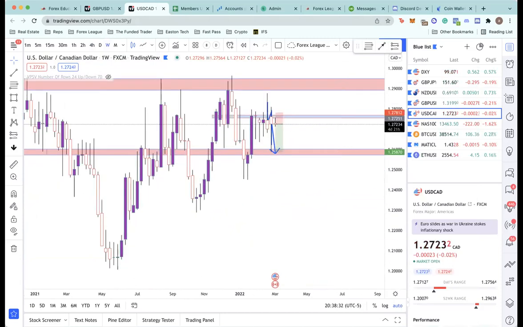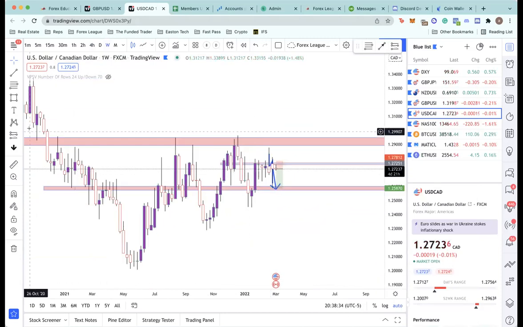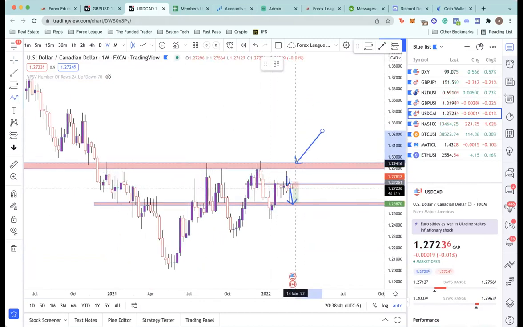So weekly time frame, we have been consolidating within these two levels for quite some time now. Looking at this upper level, this is about 1.29, 1.3, or 1.295. This lower level is 1.258, 1.257. So this lower level is our area of support. This is our area of resistance.